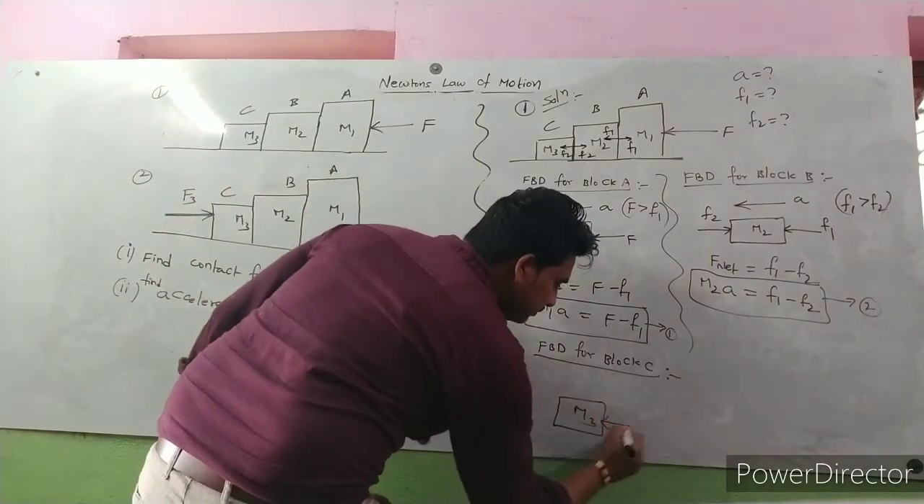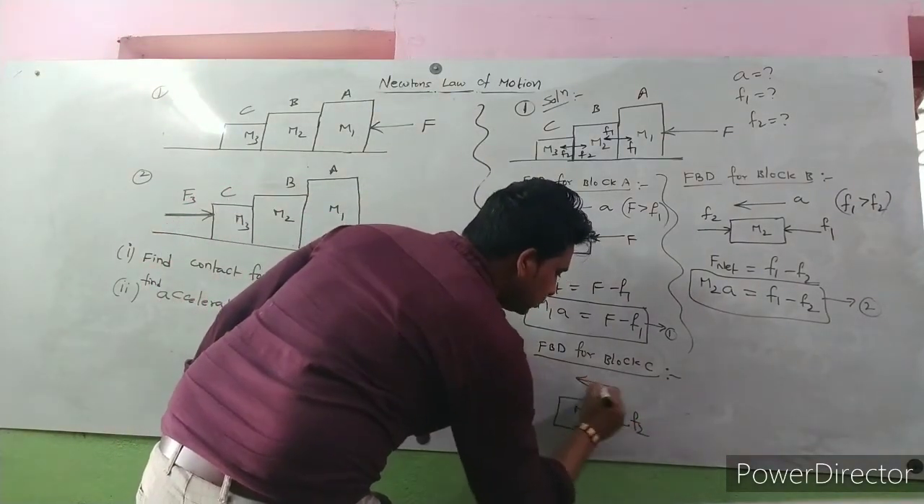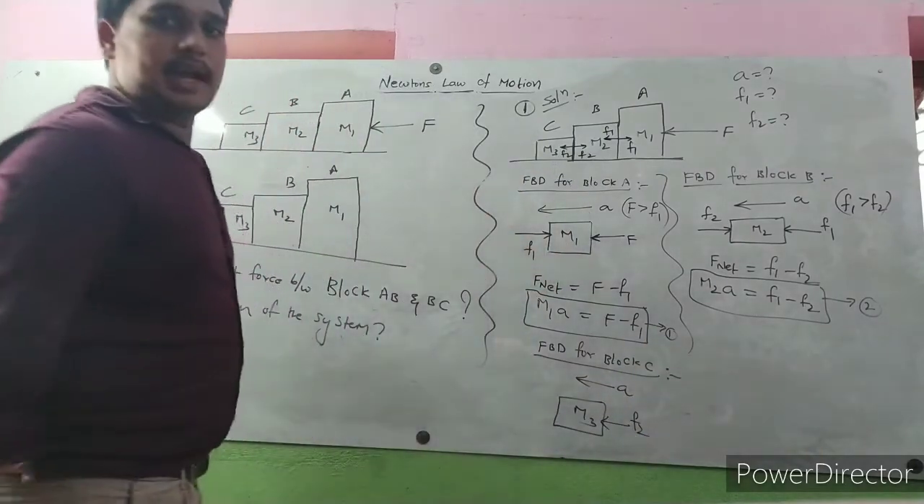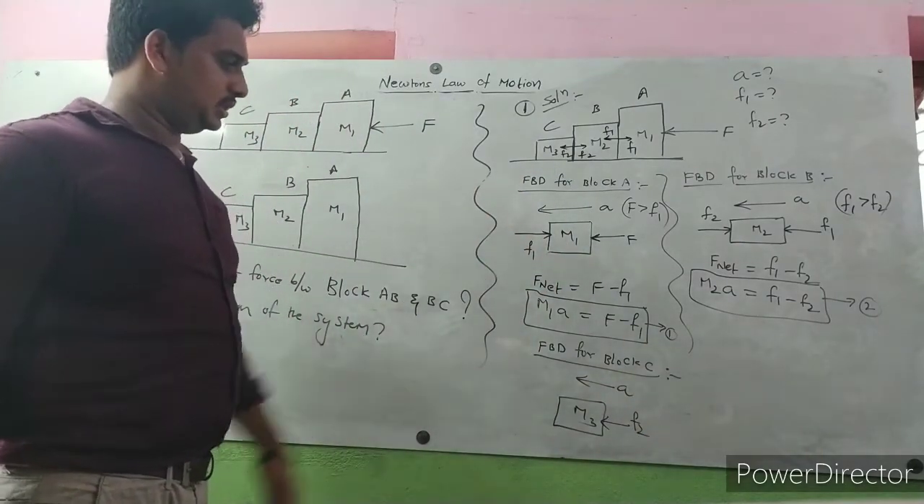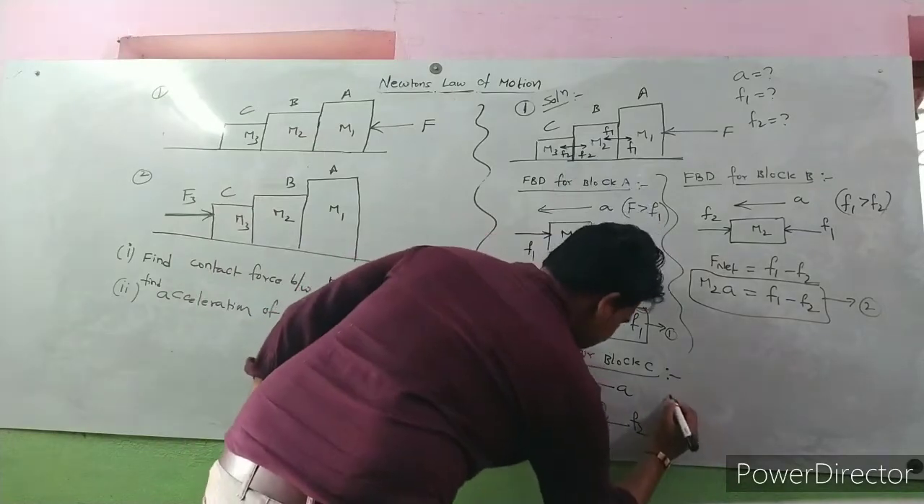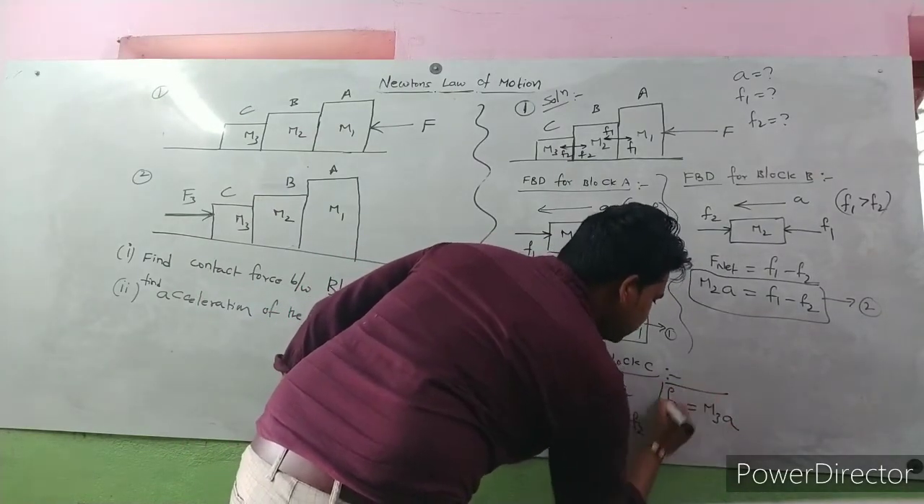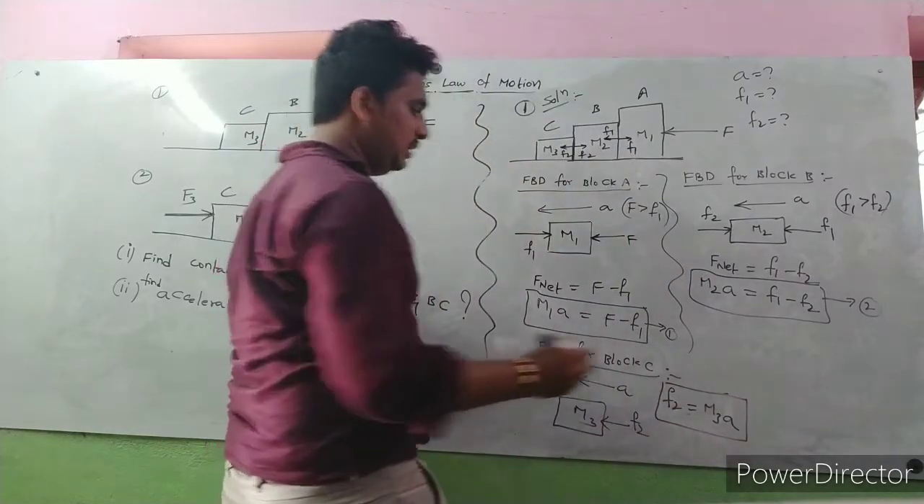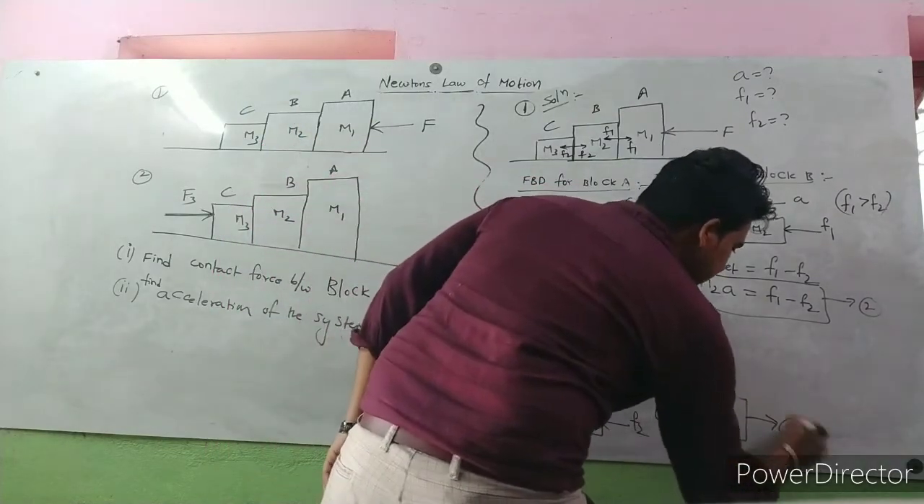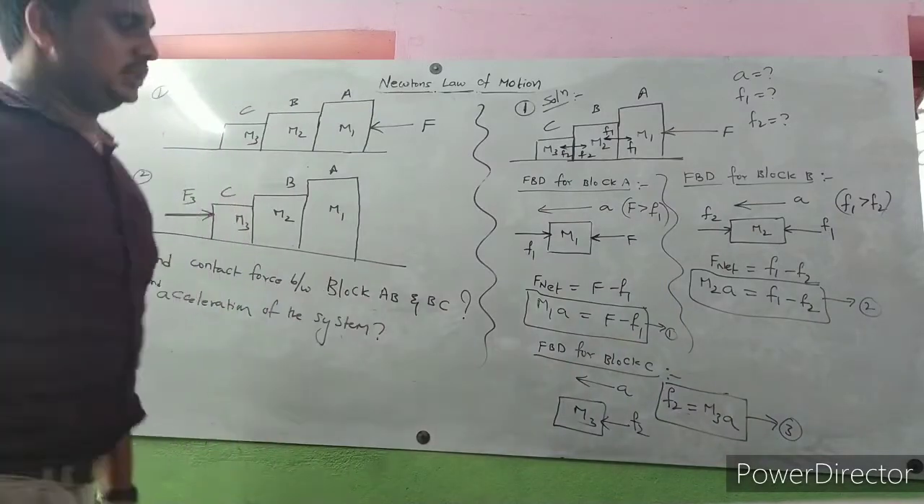Only one force, F2, is acting, and the acceleration is also acting in this direction. From this, simple: F2 is equal to M3 into A. This is equation 3.